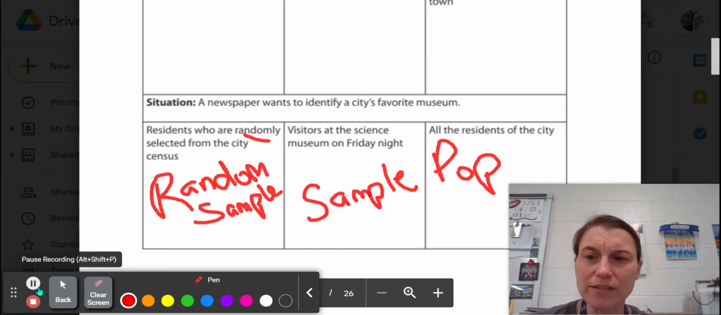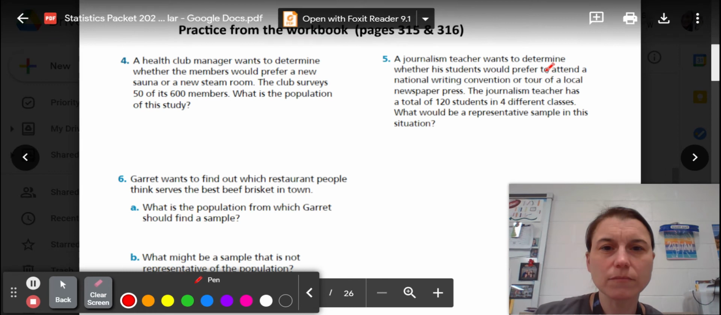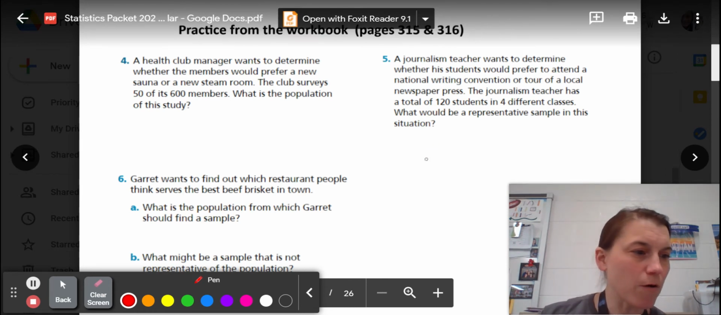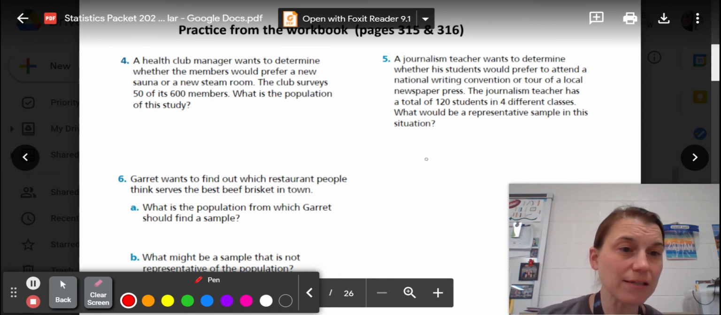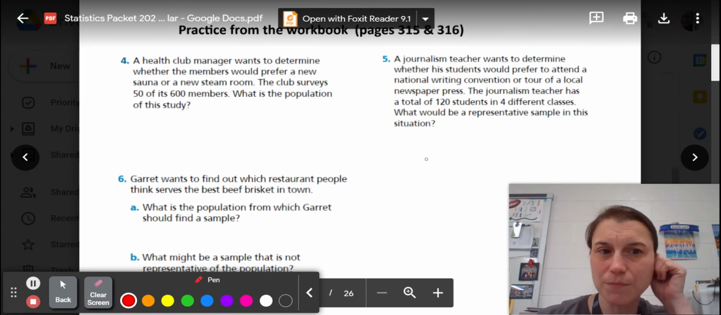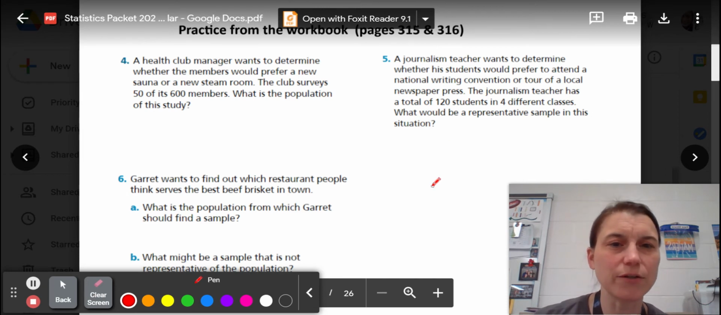So let's look at a couple more examples together. We're just going to do a couple from this page 5. This is actually taken from the textbook, pages 315 and 316. So if you don't have this packet, you could actually find number 5. It'll be somewhere on the page. This is just organized a little easier.